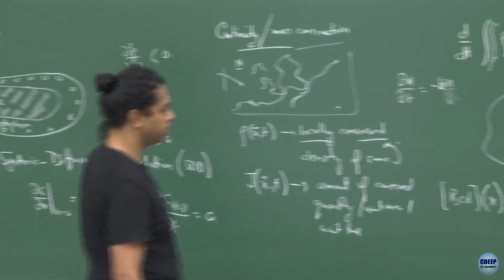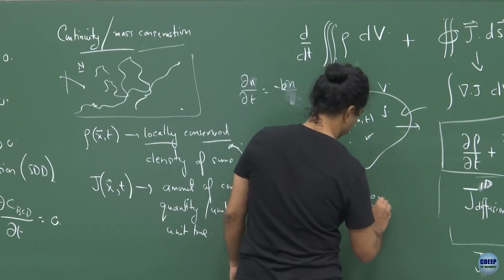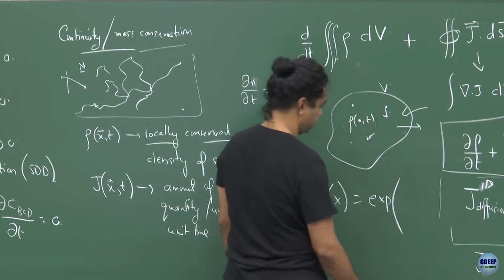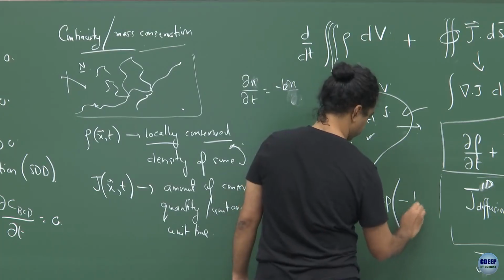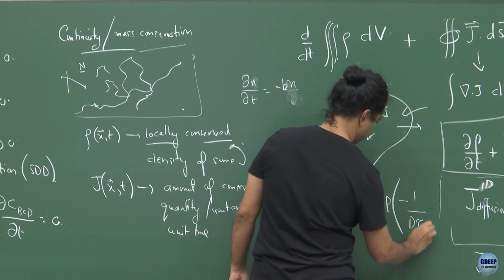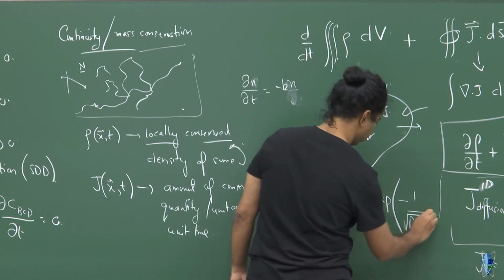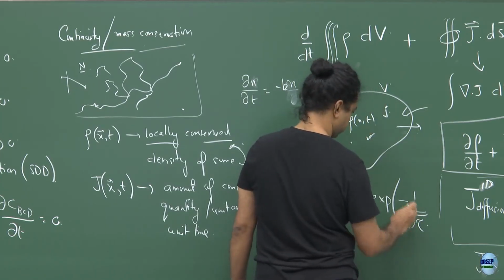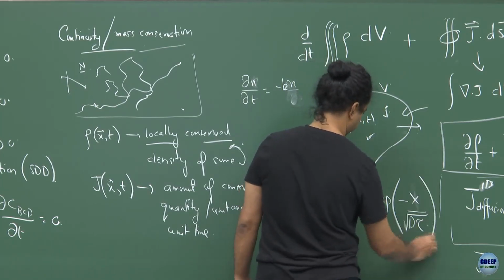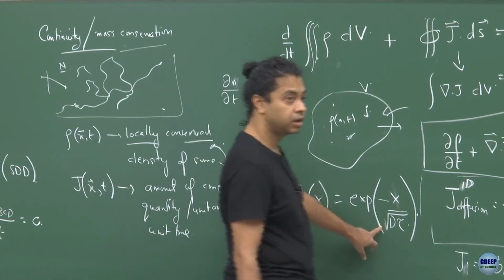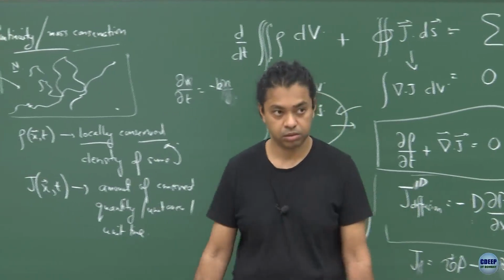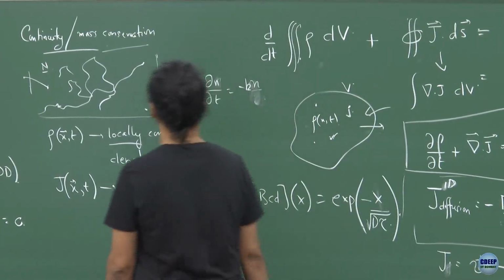Exponential, okay, exponential of what? Minus 1 over root D tau times x, and similarly according to the boundary conditions.